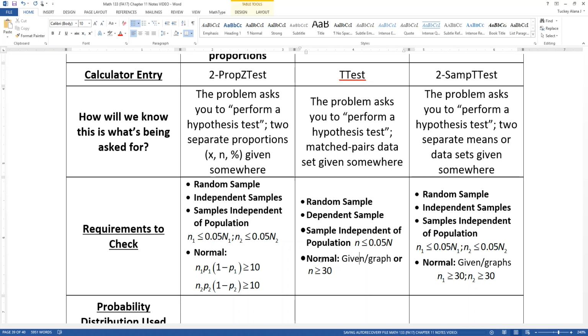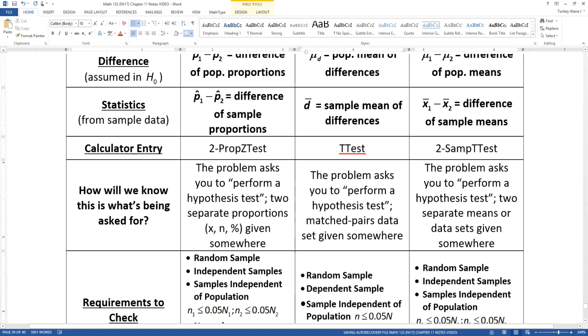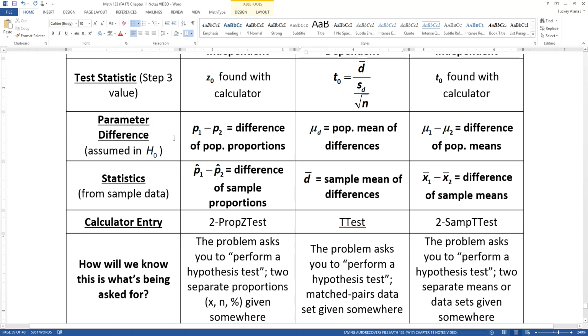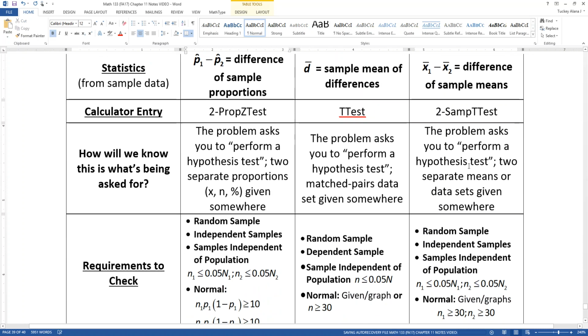Now, the real trick can be telling the difference between the ones for means for a dependent sample and the means for independent samples. And the best thing to do is to look around and see, is this matched pairs? Are these groups forming perfect pairs? Or are they two separate data sets that really have no relationship in that way? If they are separate data sets that are independent of each other, that means they have independent samples.